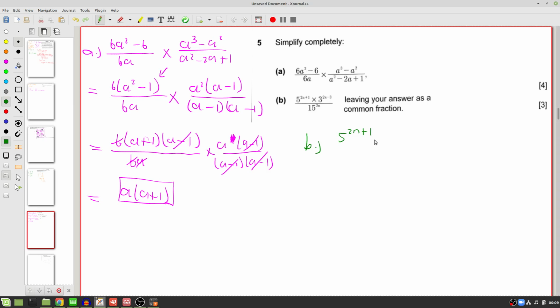So 5 to the power 2n plus 1, multiplied, and I'm just going to use a dot for multiplication, dot 3 to the power 2n minus 3. All of that over 15 to the power 2n.